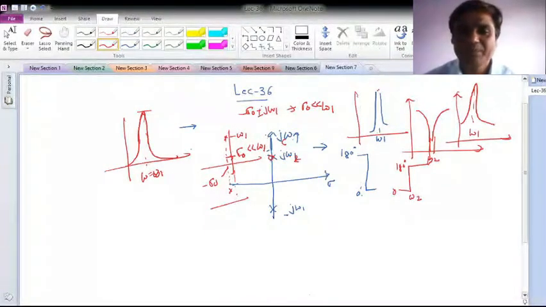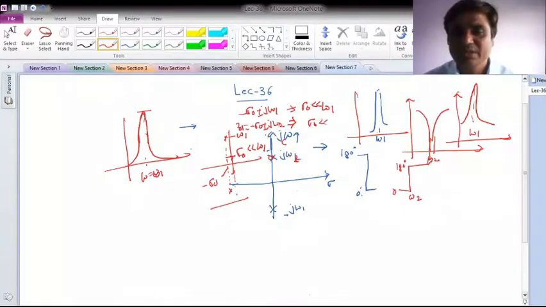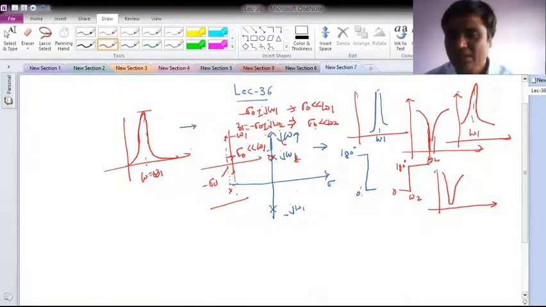Similarly, if I shift the zero slightly towards the left, and let's say my zero lies at minus sigma 0 plus minus j omega 2, and here note that sigma 0 again is very much less than omega 2, then what will happen? I will not get the 0 magnitude at omega equal to omega 2, but it will be slightly touching 0. This will be the case for the zero when it lies at minus sigma 0 plus j omega 2, where sigma 0 is very much less than omega 2.